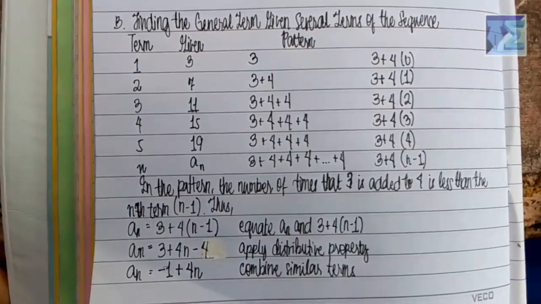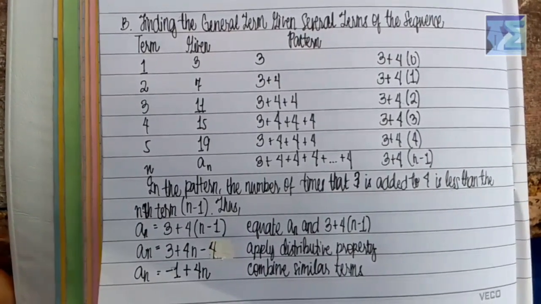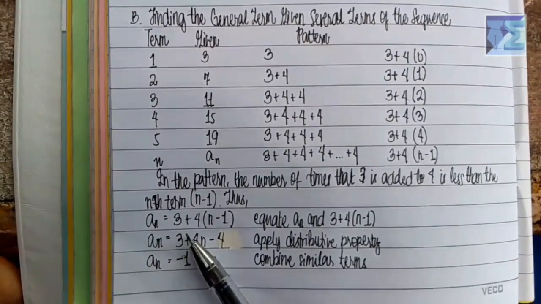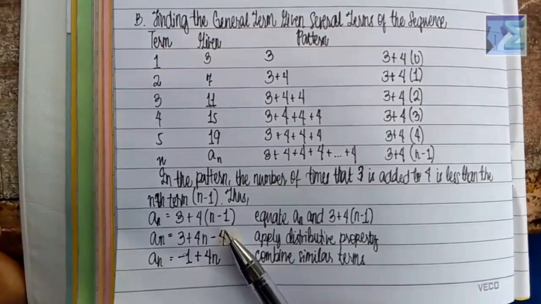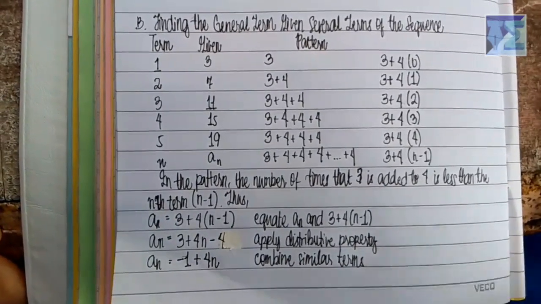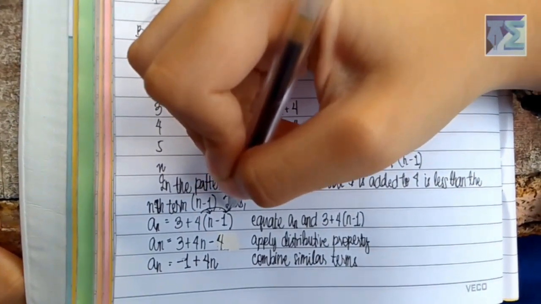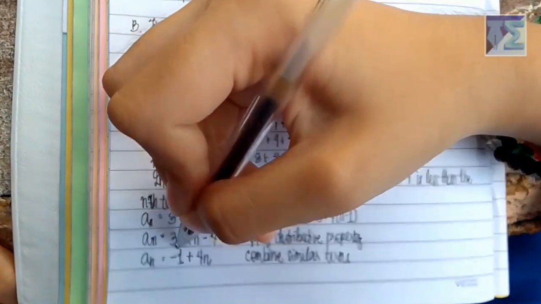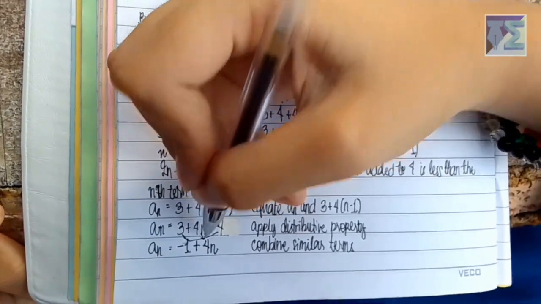In the pattern, the number of times that 3 is added to 4 is less than the nth term, or n-1. Thus, let us equate a sub n and 3 plus 4 times the quantity of n-1. The second step is we will apply distributive property, that is, 3 plus 4n minus 4. Combining similar terms, we get 3 minus 4 equals negative 1. Bring down 4n, that is plus 4n.